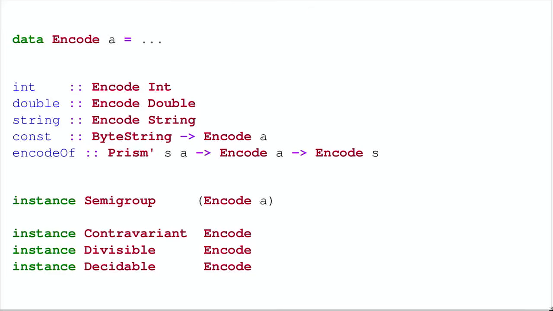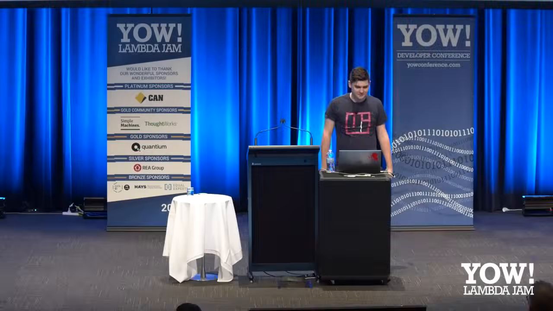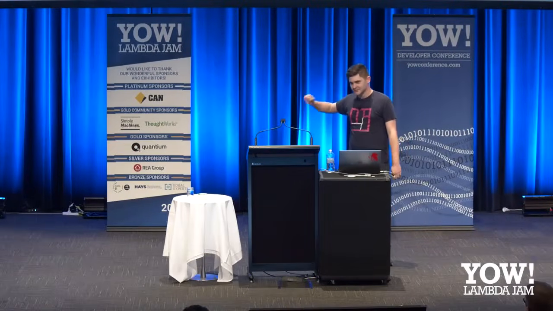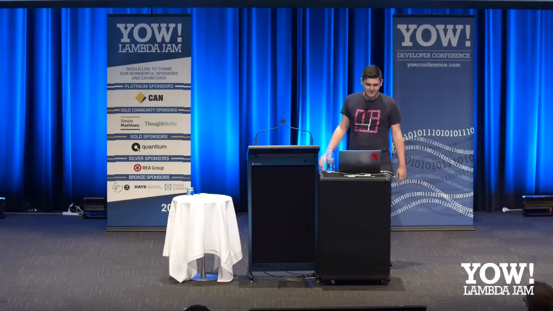All right, but we use contravariant, divisible, and decidable to compose together our encoders to split up our data type and then, you know, put it into columns effectively. And we've got semigroup as well, and that's helpful. We've got all these primitives. They'd be the ones you'd expect, so like put an int there or whatever.